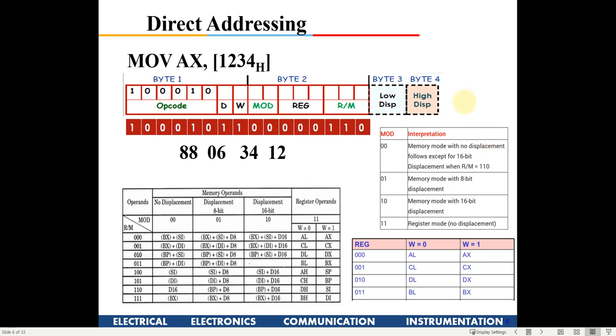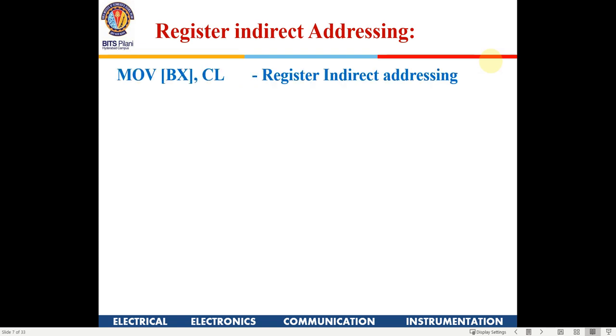Sir, if our register memory is not 110, then we use mod equals 10. Yes, correct. If R/M is not 110, then we need to use 10, and if R/M is 110, it is because we are doing a displacement of 16. Okay, so we take one more example.